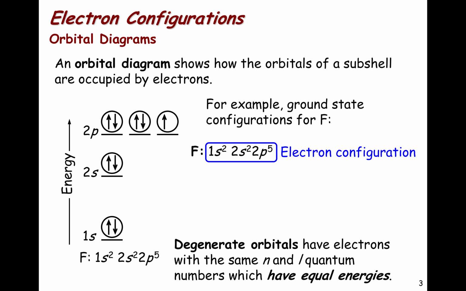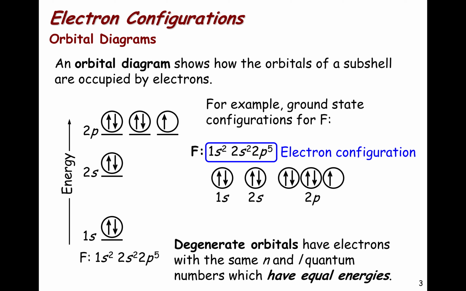So it turns out that the p orbitals are all at pretty much the same energy. We refer to these as being degenerate type orbitals. Degeneracy means having essentially equal energies.